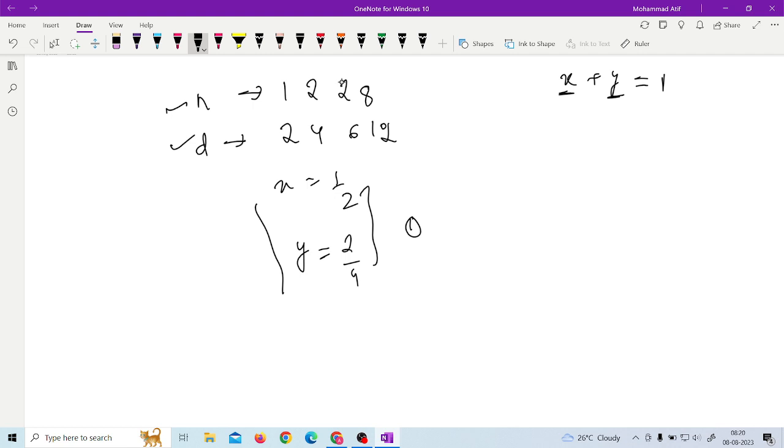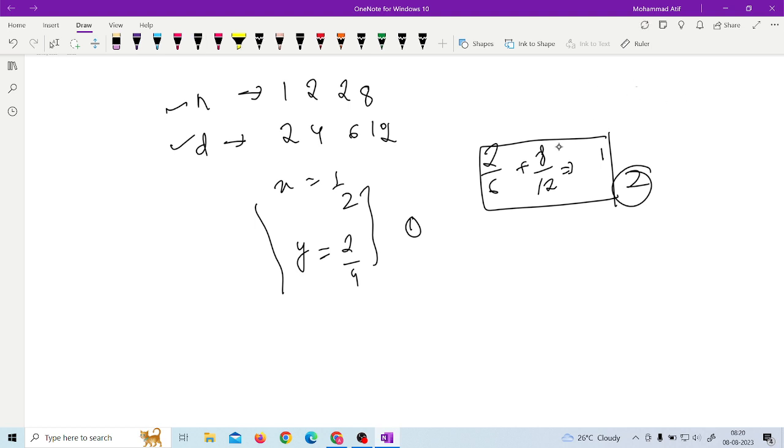Now the next pair will be 2 by 6 plus 8 by 12, and this sums up to 1/3 plus 2/3, that is equal to 1. So the total number of pairs is 2. So this is what the problem has asked from us. Now let's see how we will approach this problem.